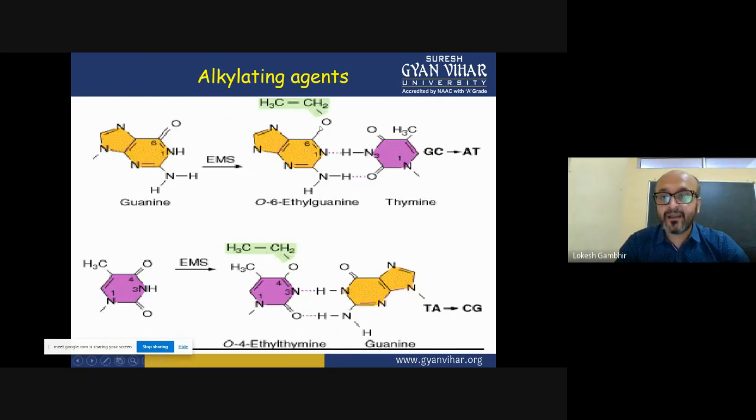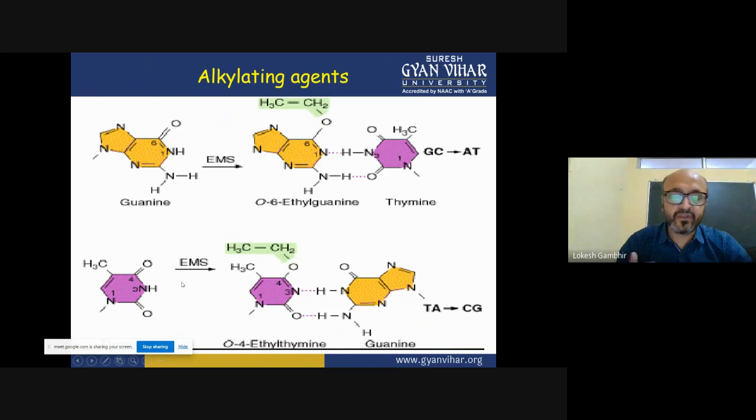It will add the ethyl group, so there will be a bond between the ethyl guanine and thymine. The bond should have been between the ethyl guanine and cytosine, but now it is with thymine. So eventually the repair pathway will come. It will see that this is normal, this is abnormal. Let's remove this part and add a fresh adenine. So what has happened? Initially, which was supposed to be GC, now has been converted into AT.